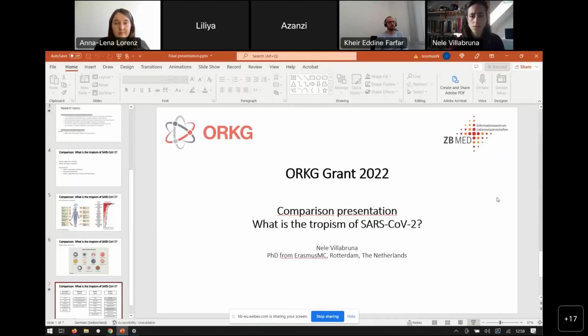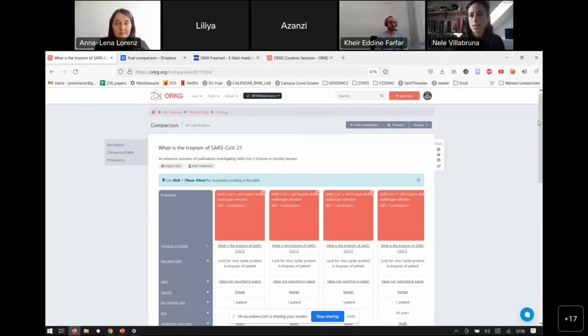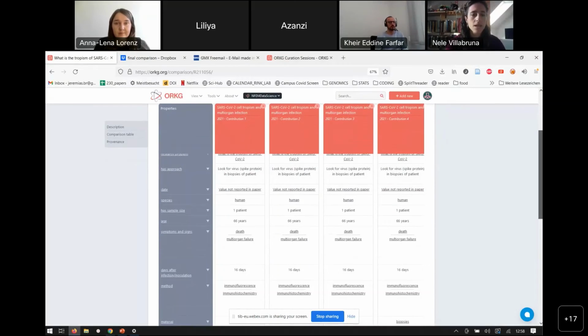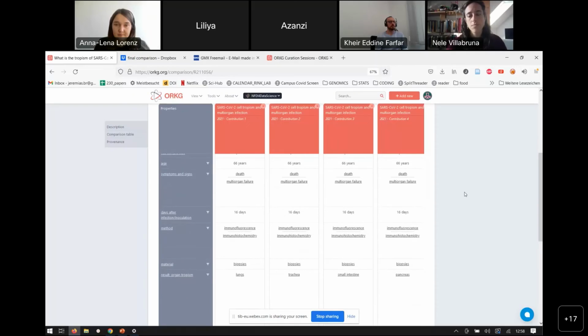So I will switch to the comparison itself. This is how it looked then. I had the research problem, of course. So what is the tropism? Then the approach, and this depended on the method that was applied, so whether they looked for replicating virus or just some viral components. Then the date, the species, the sample size, age, the symptoms. These samples were often taken from diseased patients.